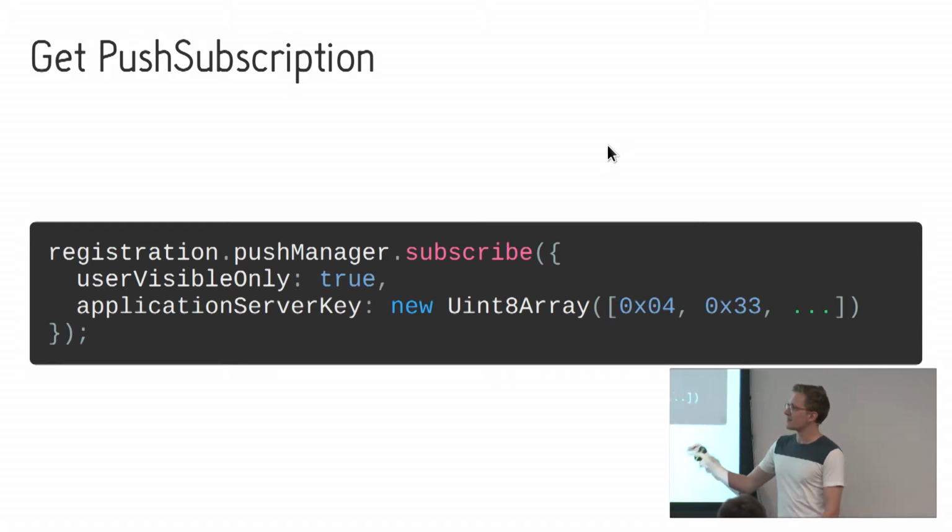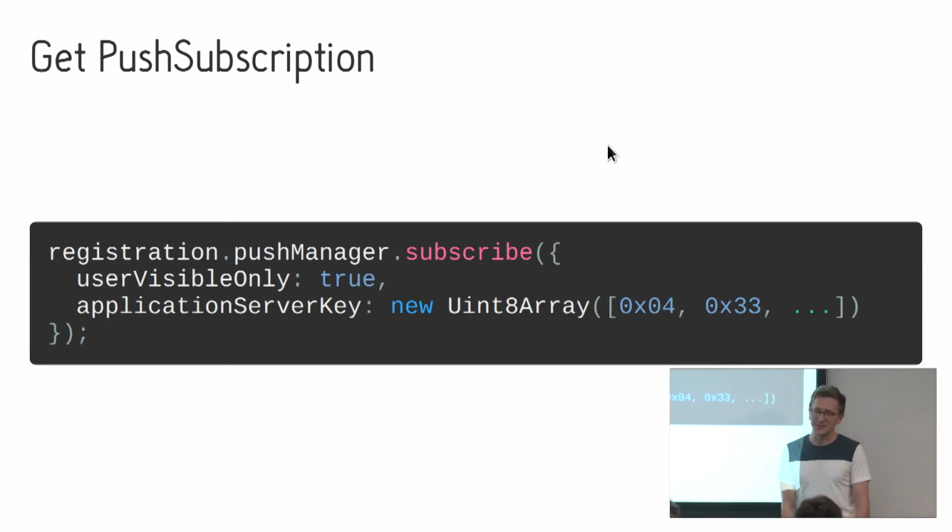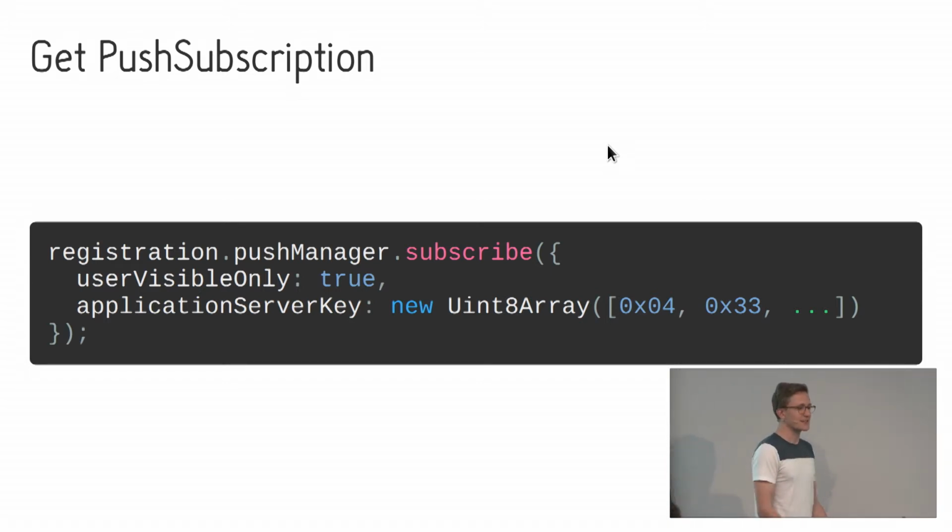The other thing is the application server key. This looks like a horrible thing, because it has to be a Uint8Array, which to me is a disgusting value and doesn't make any sense. And this is where I come to the second bit of crying, but also kind of happy at the same time.